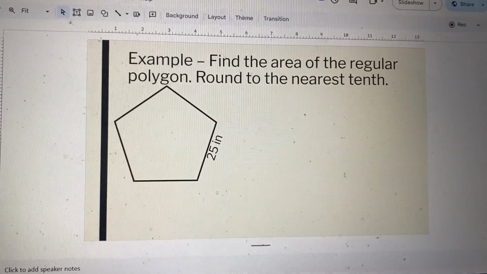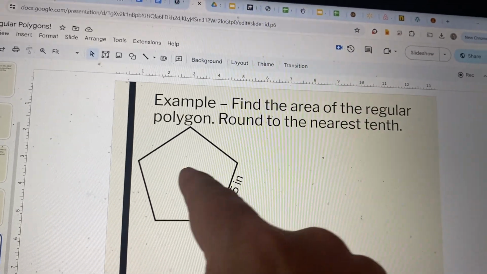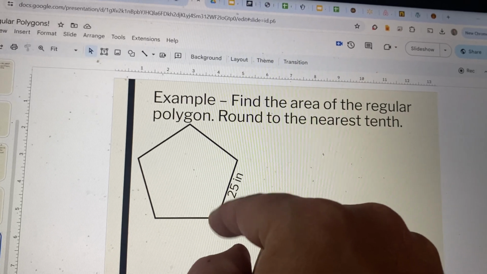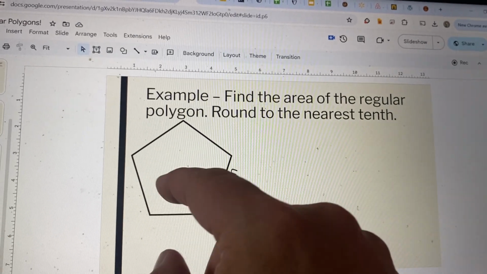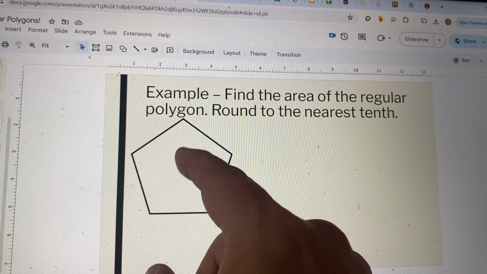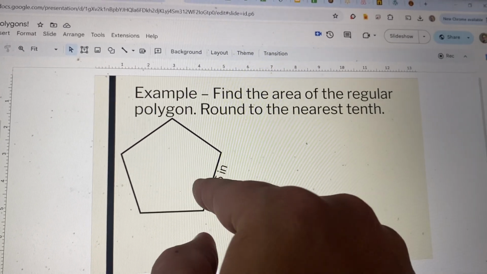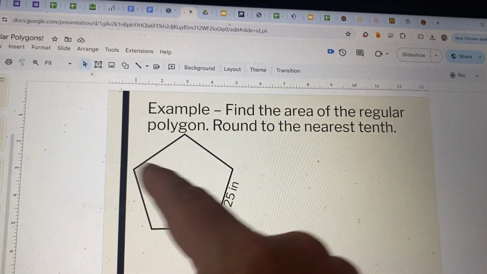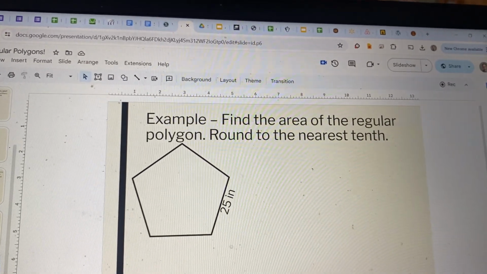On this one, find the area of the regular polygon, round to the nearest tenth. We would have to create the triangle. We would need to create the apothem. So this 25 would go down to 12.5. Again, it's a pentagon, so 360 divided by 5 would be 72. So this would be a 36-degree angle. We would use the 36 and the 12.5. That would be opposite over adjacent. We could use tangent there to find that apothem. And then 25 times 5 would give us our perimeter.